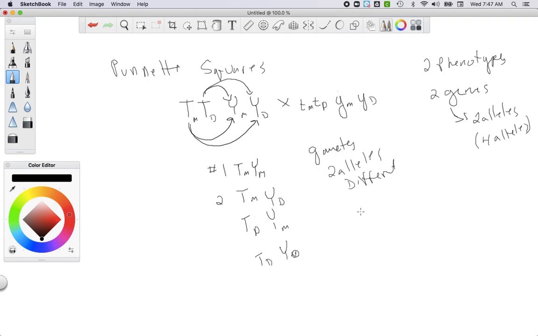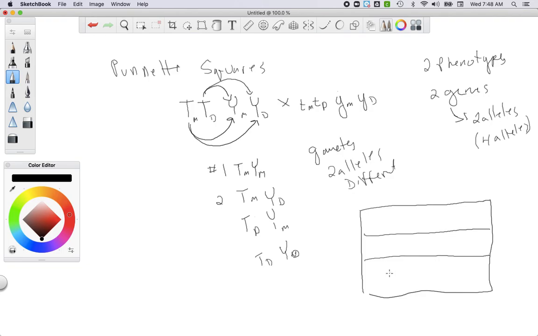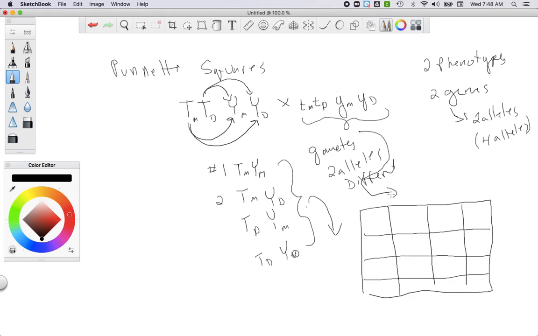And in that case, your Punnett square would look like this. You would have 4 and 4. These would go down this side. You do the same thing over here, write them over here, and then you fill in each of these squares. Now I'm not going to ask you to do that. I just want to give you a feel for what it looks like.